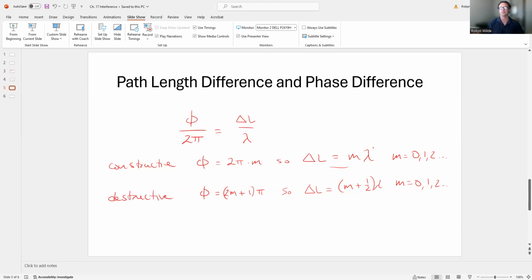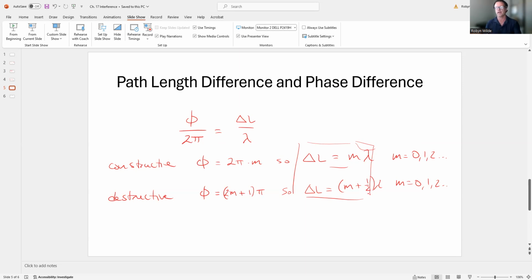I get the waves adding together. On the other hand, if phi is 2m plus 1 times pi, an odd multiple of pi, well then delta L is equal to m plus 1/2 times lambda. You can plug that in and derive this. And again, I can use m equals 0, 1, or 2. It's an integer or 0. So if m is 0, I get delta L is a half of a wavelength, and I'm in my destructive interference situation. So again, these formulas are going to be important. In any case, you have a path length difference. If you want to determine whether there's constructive or destructive.